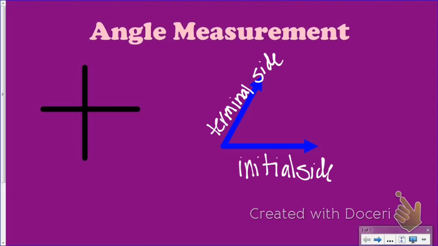And then also what we need to add is an arrow that goes from the initial side to the terminal side. What that arrow does is it shows us whether this angle is positive or negative, and how big that angle is. So let's say, for example, this was a 45-degree angle. I would just start from my initial side and draw a little arrow there to my terminal side. Keep it pretty simple.